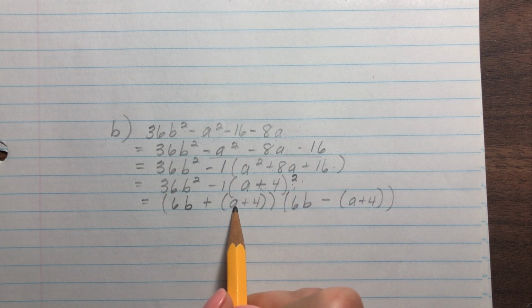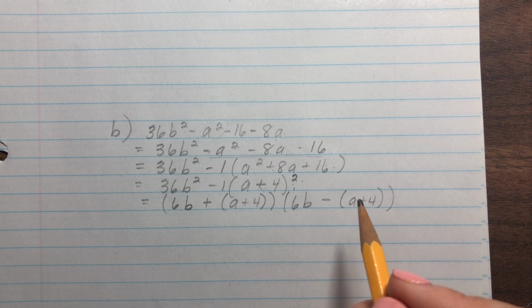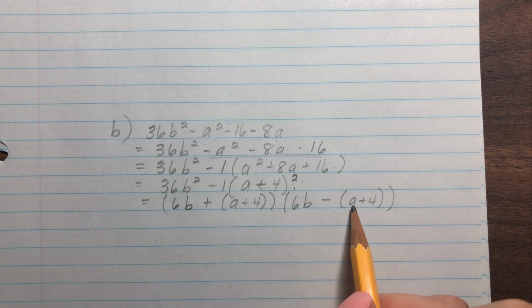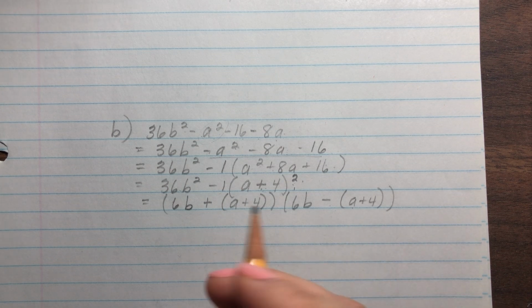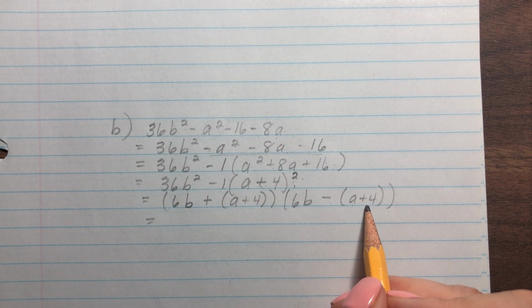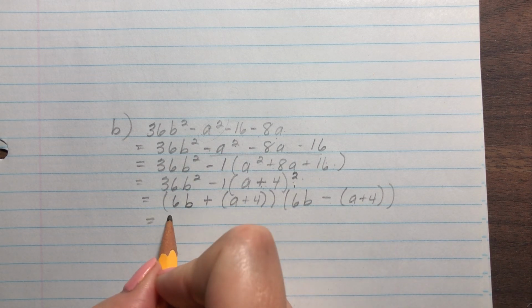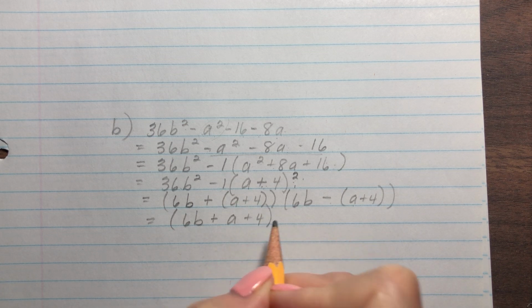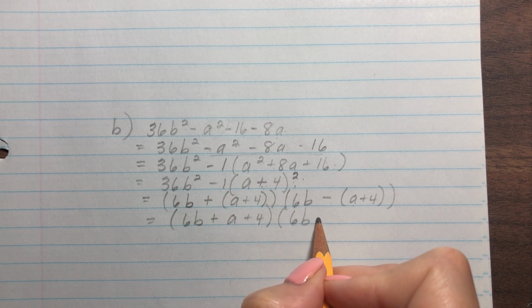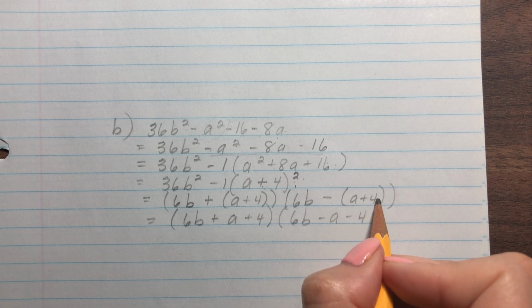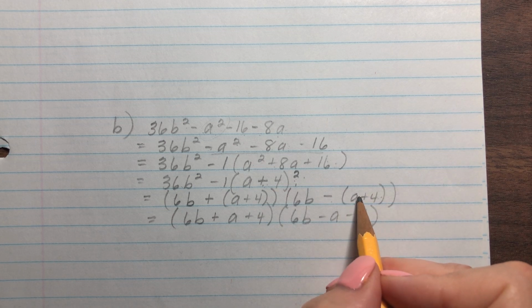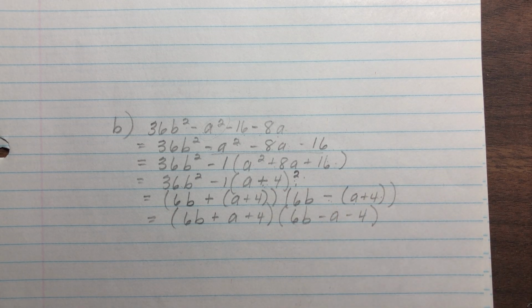Now the reason I put a plus 4 in brackets is because when we have subtraction in the brackets, we have to remember to not only subtract the a, but the 4 as well. So we can simplify this a little bit further. The first bracket would just have 6b plus a plus 4. The second bracket would have 6b minus a minus 4 because we're subtracting each of these terms that are following the subtraction sign. So remember to reverse the signs of the terms that follow the subtraction. So this would be our final answer in this case.